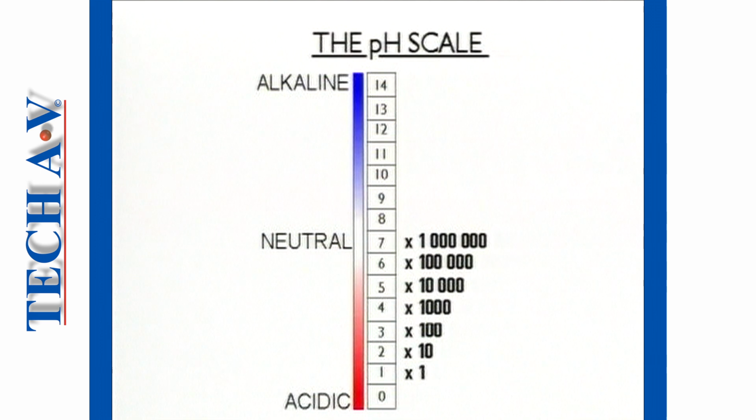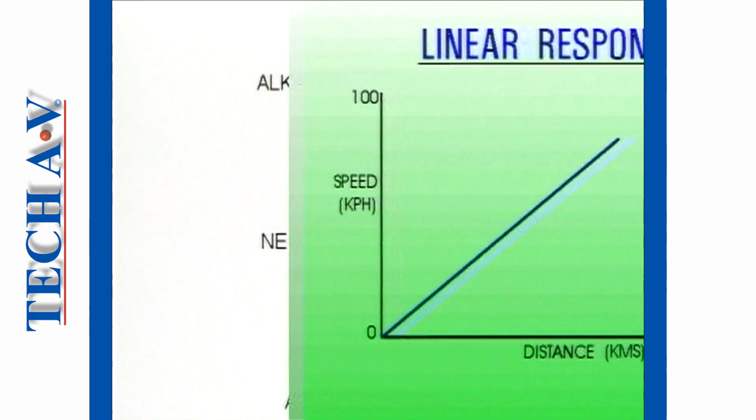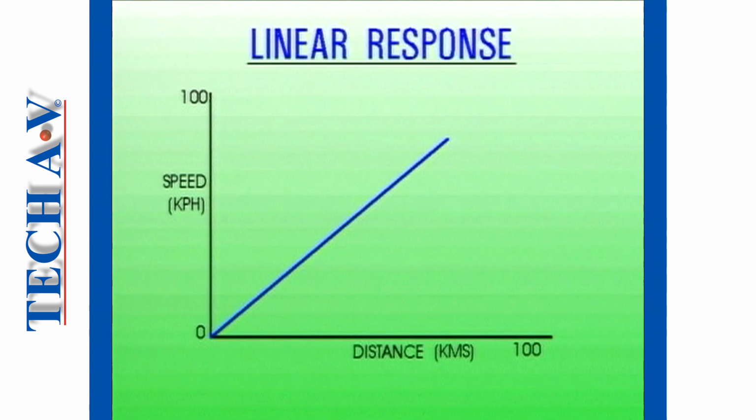We mentioned earlier that adjusting or neutralizing pH is not a linear process. Let's use this graph to explain. A linear response means that the relationship between two variables is a constant and is represented by a straight line. Consider the two variables, speed and distance. The higher the speed, the greater the distance traveled. The plot of speed against distance produces a straight line. Speed and distance are said to have a linear relationship.